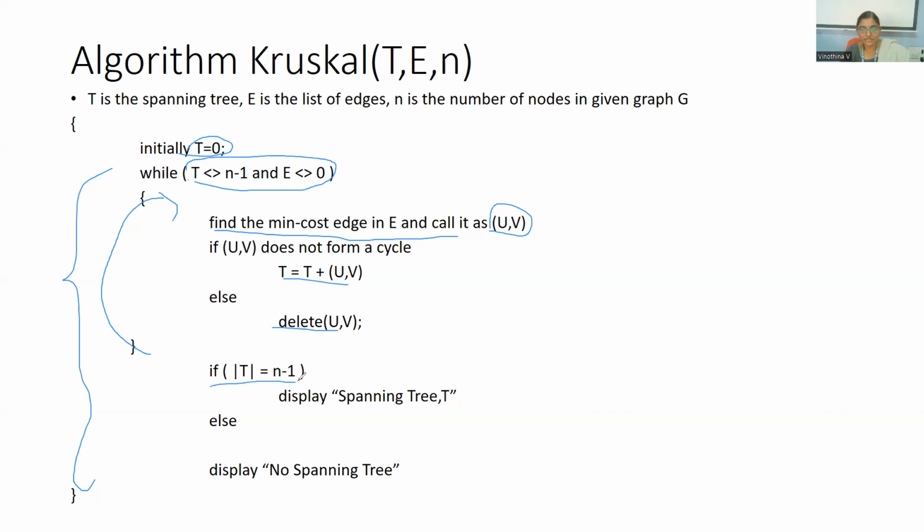Finally, if T equals N minus 1, that is the number of vertices minus one, then display the spanning tree. Otherwise, display that there is no spanning tree. Sometimes a graph may not contain a spanning tree, and that is also fine. The spanning tree must contain all the vertices in the given graph. Since T starts from 0, the condition is N minus 1.